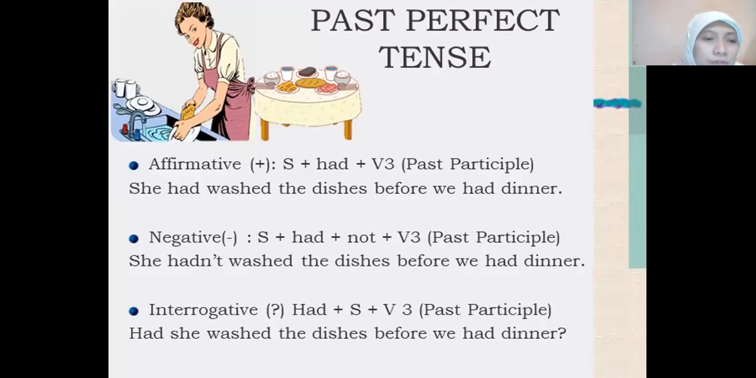Okay, the negative formula for past perfect is subject, had not, and verb 3 or past participle. She had not washed the dishes before we had dinner. And for the interrogative, had, subject, and verb 3. Had she washed the dishes before we had dinner?